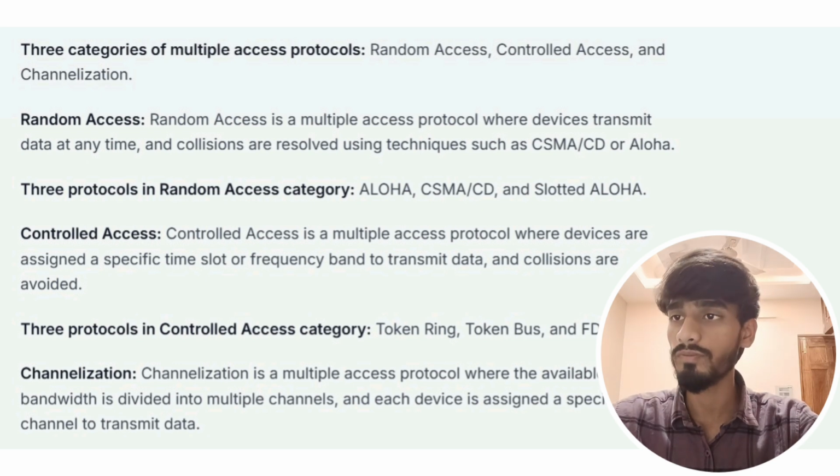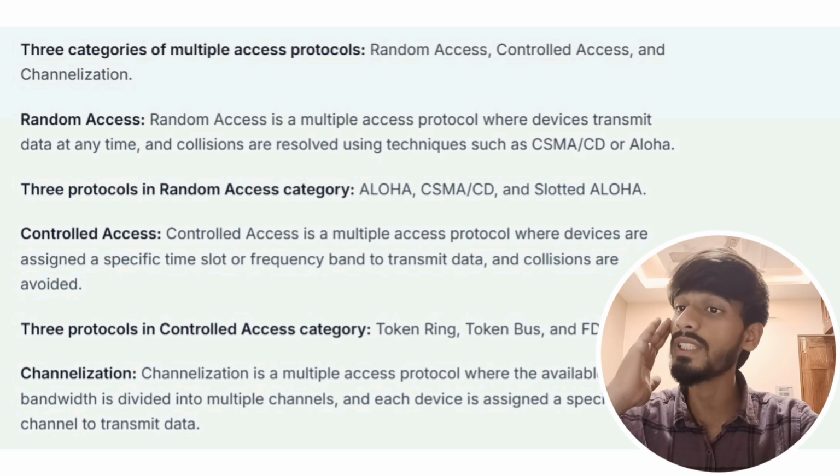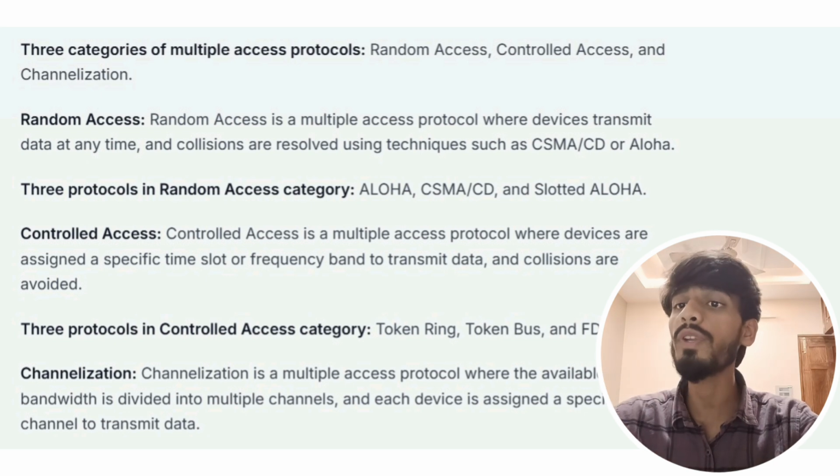Next, let us see controlled access. Controlled access is a multiple access protocol where devices are assigned a specific time slot or frequency band to transmit data and collisions are avoided. Next, what are three protocols in controlled access category? They are token ring, token bus, and FDDI.